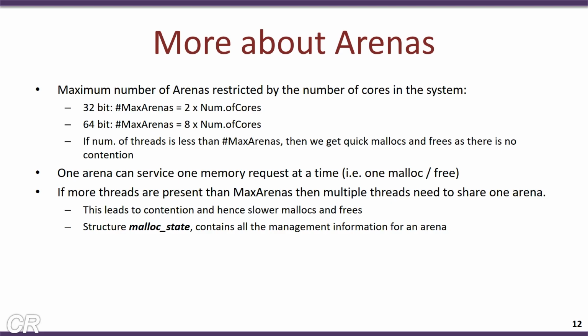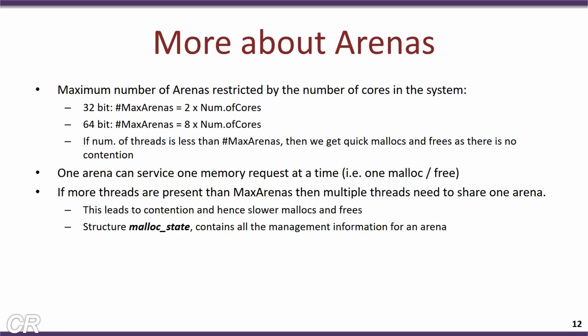Therefore, the best efficiency and fastest mallocs and frees are obtained when the number of threads is restricted to 7 plus the main thread, so therefore 8. Now once you increase the number of threads beyond 8, since there is a sharing of arenas, it could result in a slight slowdown of the mallocs and frees. This slowdown is caused due to the contention for using a particular arena.